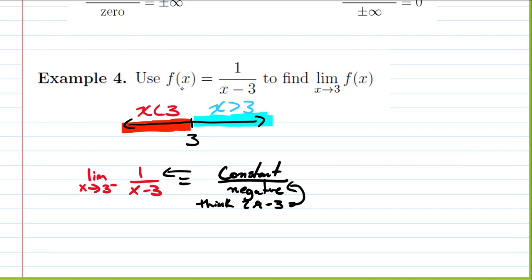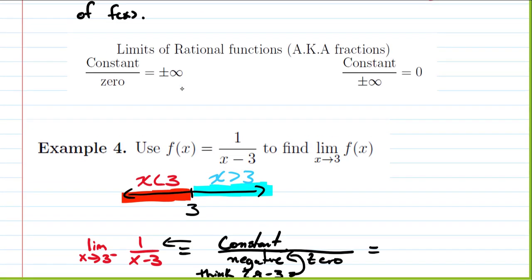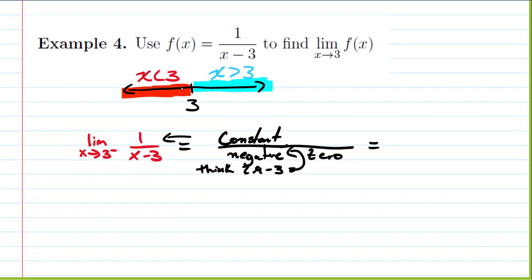So a constant divided by a negative as we go to 0 is going to be what? Well, constant divided by a negative, if we have it going to 0, gives us plus or minus infinity, and our constant is positive, because 1 is a positive number. So a positive divided by a negative gives us what? Negative. So we get negative infinity.